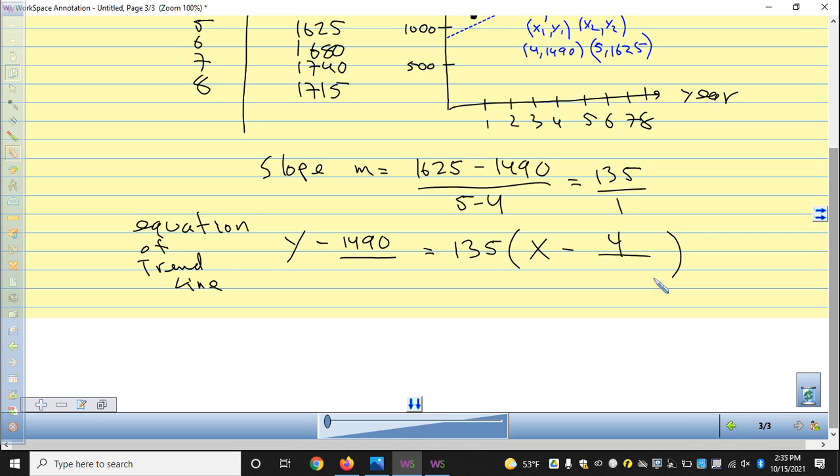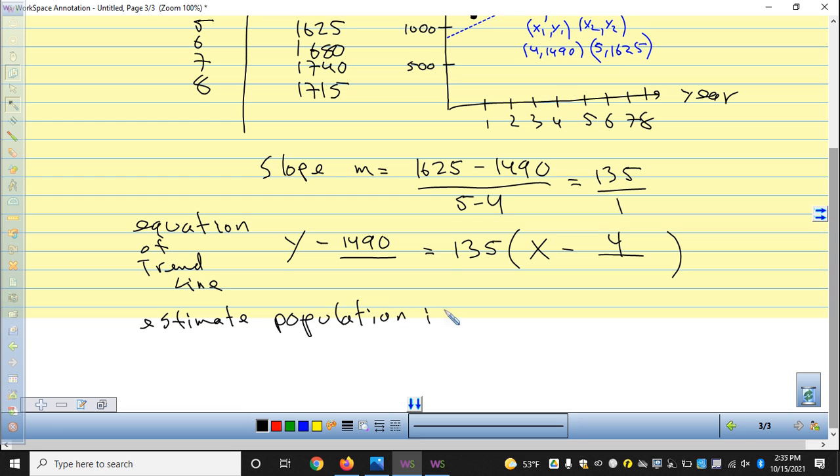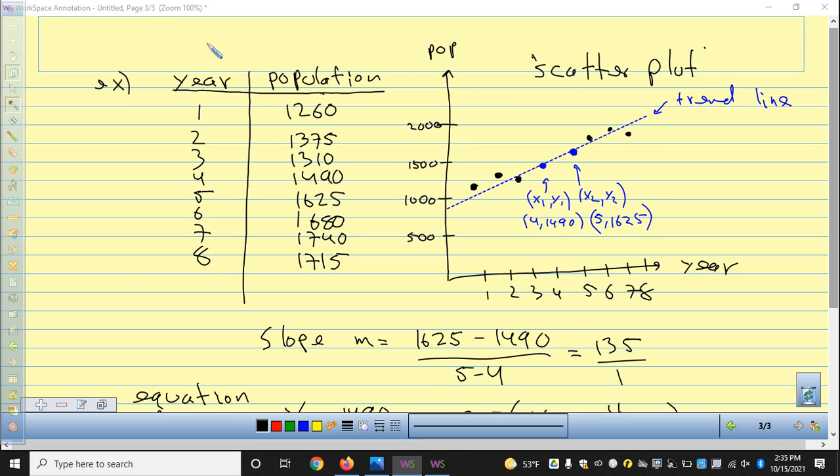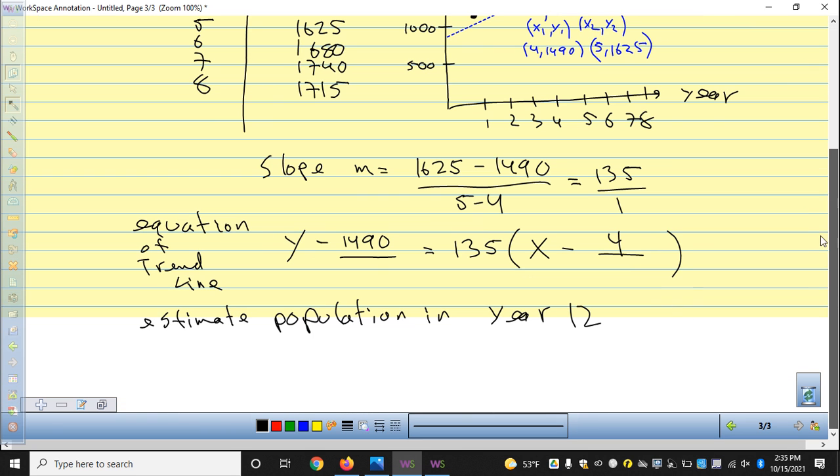And we can use this equation to make predictions. So the problem might say estimate the population in year 12. So what this is asking us to do is plug in. Year is our x coordinate. This is x and y. This is asking us to plug in x equals 12 into our equation of our trend line.